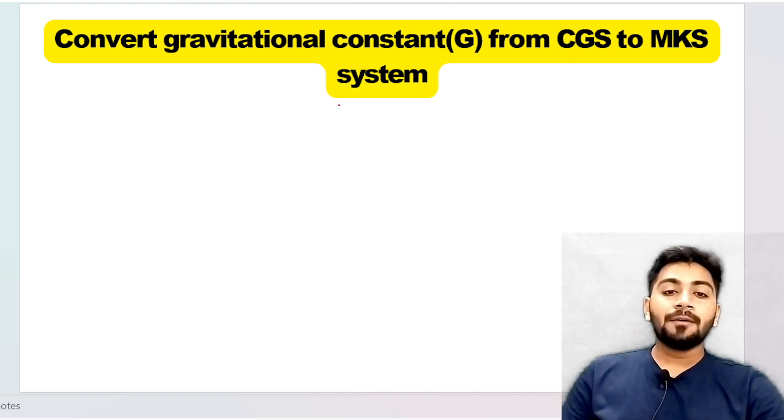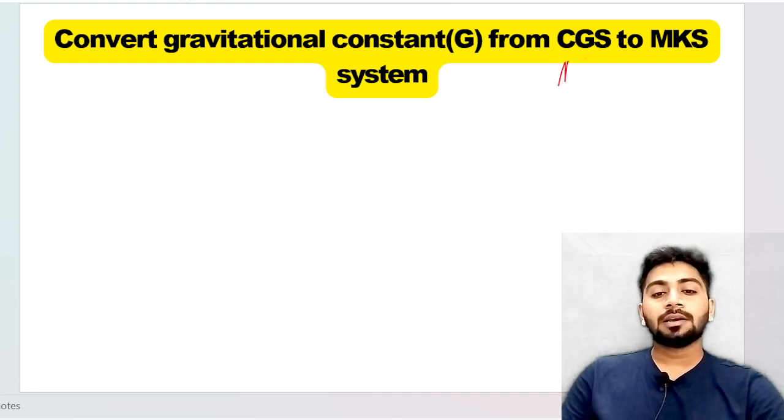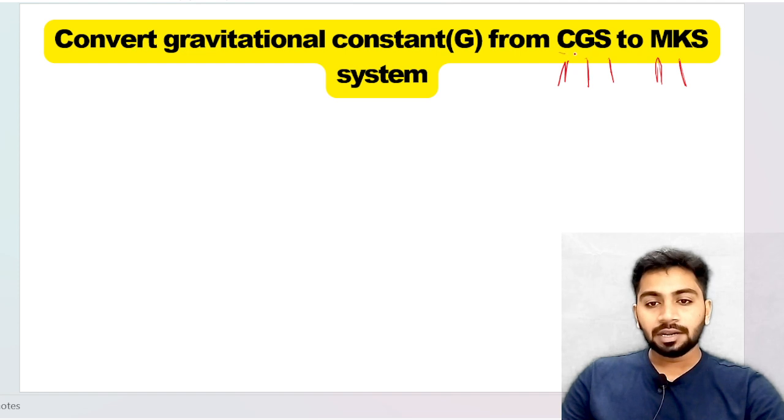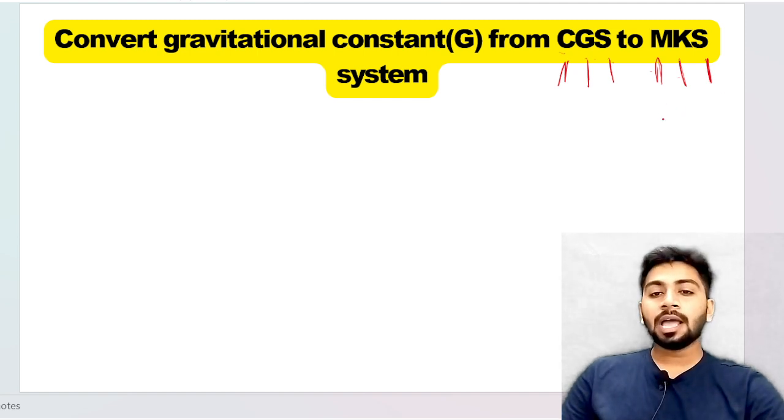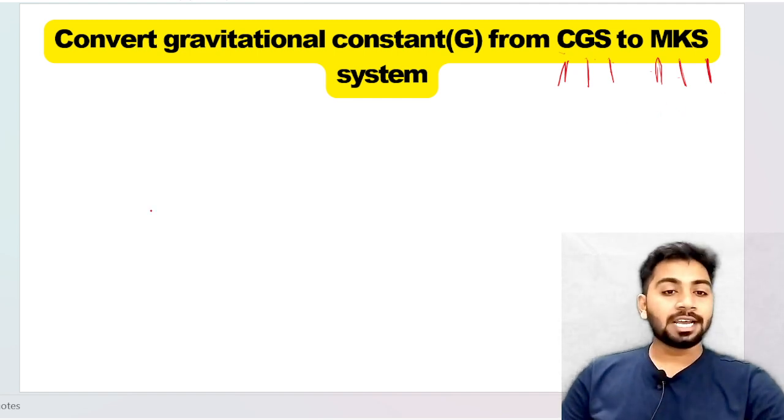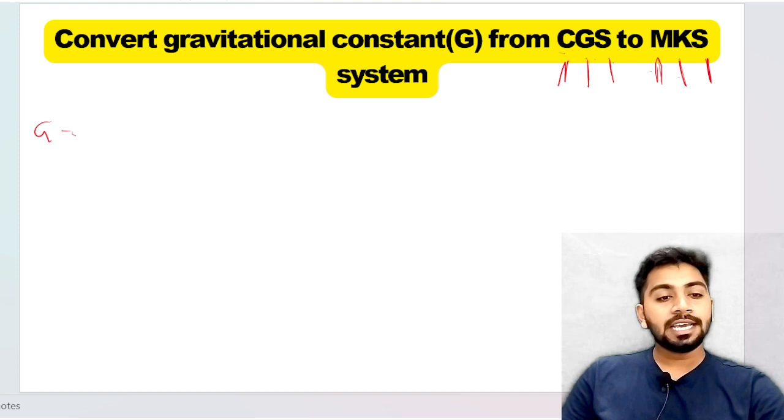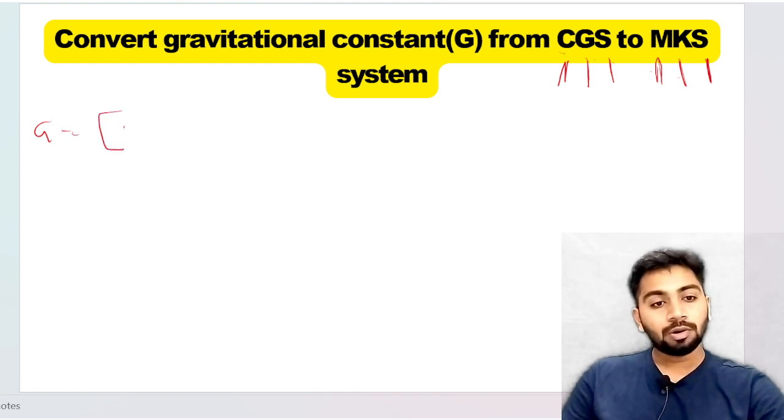Example. Now convert gravitational constant from CGS, CGS means centimeter gram second, to meter kilogram second. Okay, now let's see the conversion. G is equal to what dimension? You all know: M inverse L cube T to the power of minus 2.